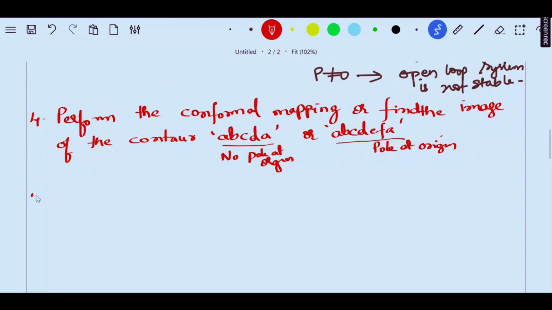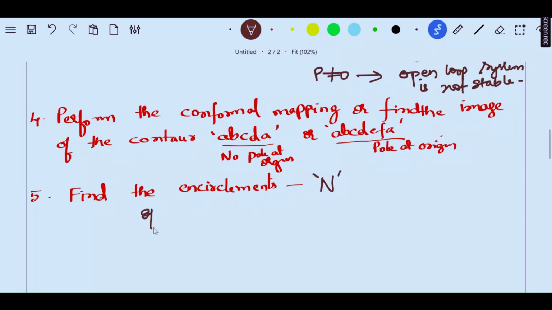The fifth step, after finding the contour ABCDA or ABCDEFA, is to find the encirclements. Once we write this conformal mapping, which is the contour for ABCDA or ABCDEFA, we are going to find the number of encirclements, and that encirclement is denoted with the alphabet N.